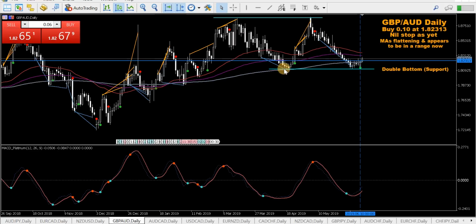So price came down to the 240 LMA here, that's the grey one. Went up, came back down, just sort of skirted around it, and it's hopefully pushing back up again. Bit flat though with the pound pairs.